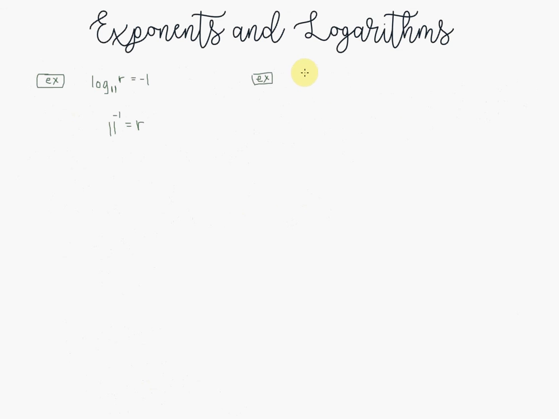So let's do another one. Log base 5 of 1/4 equals -2. Okay, the base becomes the base of your exponent, this answer becomes your exponent, and the solution, or the answer of that one, becomes 1/4.